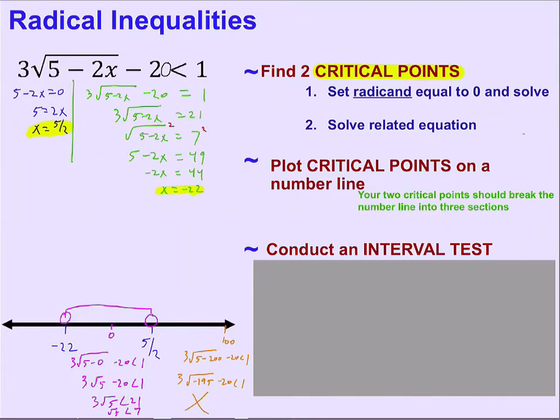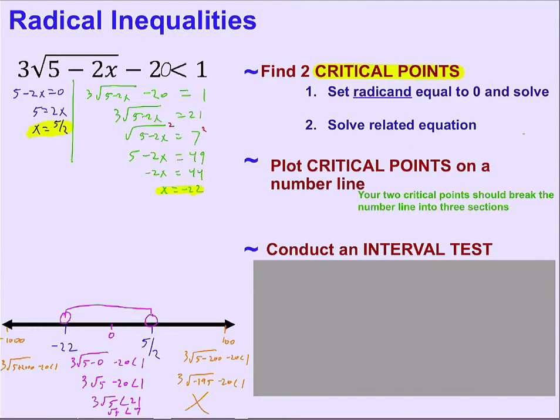And then the last thing I'll do is check a number that is less than negative 22. And again, sometimes it's easiest if you just go crazy here. So I'm going to go with negative 100. So that would be 3 times the square root of 5. Actually, I'm going to go with negative 1,000 to really make the point. Minus 2 times negative 1,000 is plus 2,000. Minus 20 is less than 1.